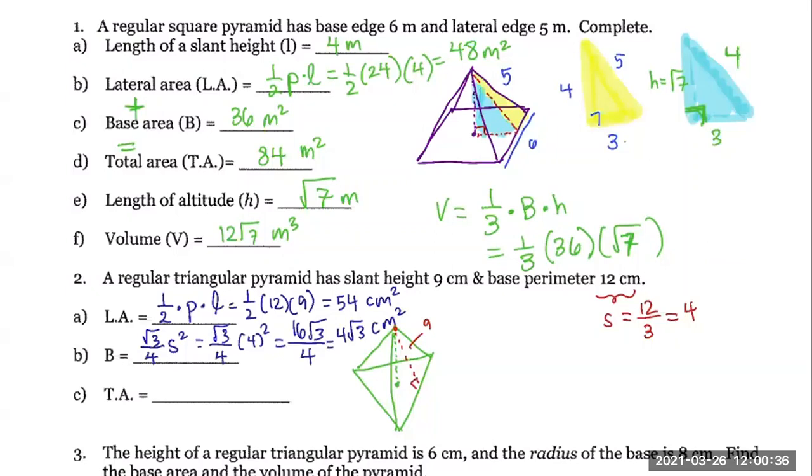Total area, again, don't double the base. This time you guys just add the two areas together, that of your lateral area and a single base. So 54 plus 4 radical 3, and then this is all centimeters squared.